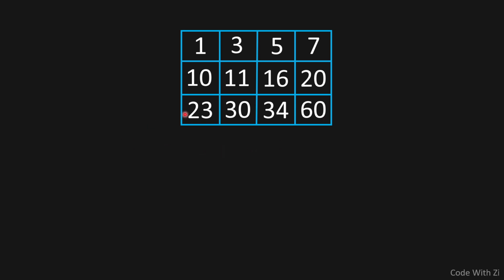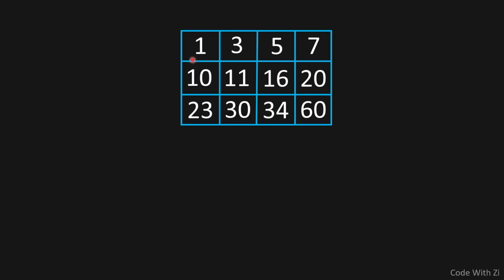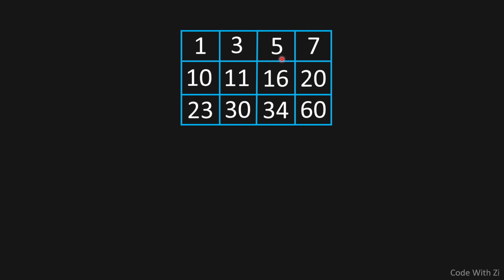In today's video, we gotta search through this 2D matrix that we have here. Why? Well, because that's what LeetCode 74, Search a 2D Matrix, is asking us to do. As you can see, it says you're given an m by n integer matrix called matrix, with the following two properties. Each row is sorted in non-descending order, and the first integer of each row is greater than the last integer of the previous row. Well, as you can see, 10 is greater than 7 and 23 is greater than 20. So this is indirectly telling us that this is completely sorted.